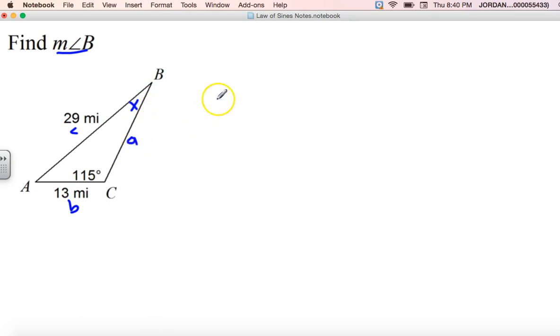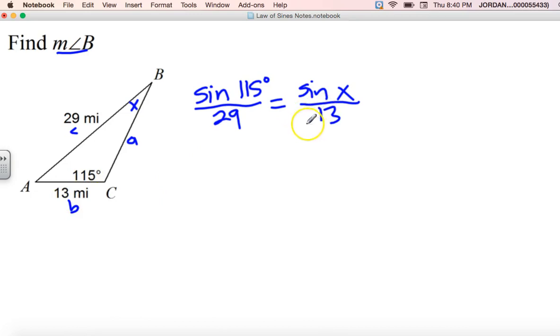Here's what the law of sines tells us. If we do the sine of angle C, the angle that we know, so the sine of 115 degrees over the side that is opposite that angle, little c, which is 29, that should be equal to the sine of the other angle in the triangle, which is what we are trying to find. So sine x over the side that's opposite that angle, which is little b, 13. These two should be proportional. So we set up this proportion, and then we can solve by cross multiplying.